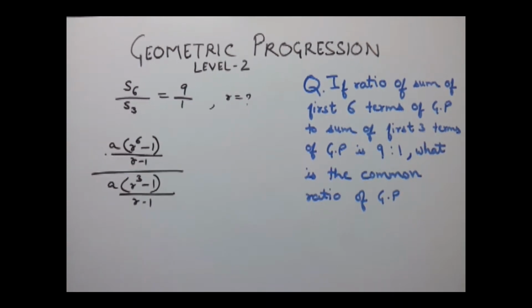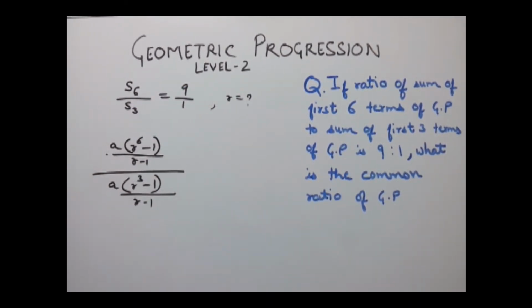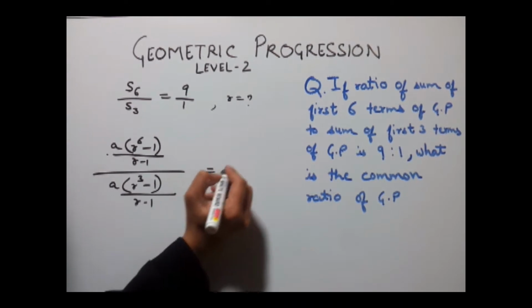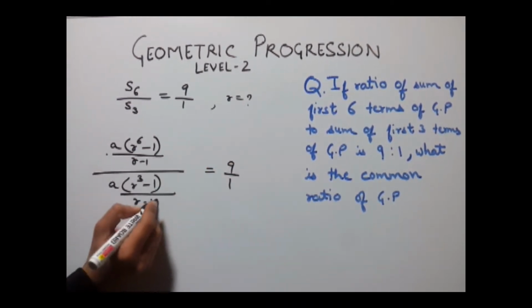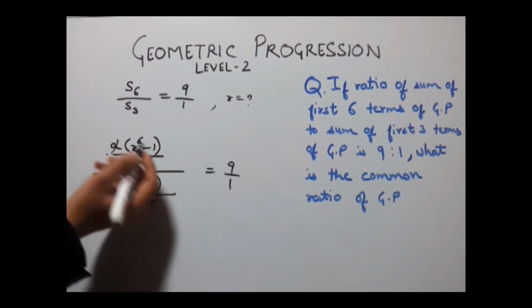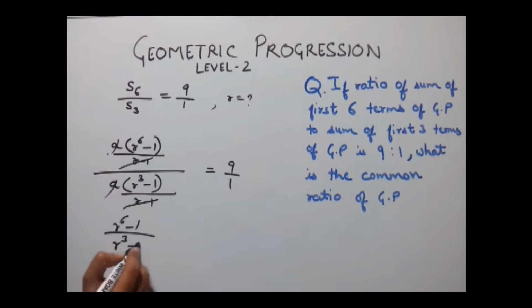As we don't know the value of R over here, we can use either formula, where R is greater than 1 or where R is less than 1. Now this is equal to 9/1. Cancel R minus 1 from numerator and denominator. Similarly, cancel A. You are left with R to the power 6 minus 1 upon R cube minus 1, which is equal to 9/1.